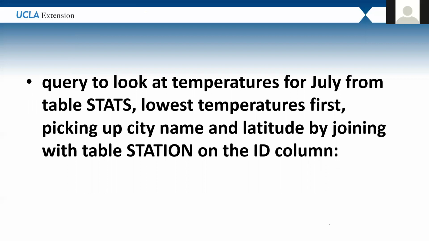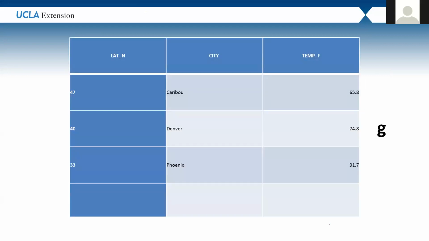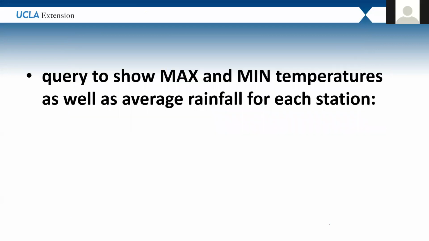Okay, let's do a join again. Query to look at temperatures for July from the second table stats, get the lowest temperatures first, picking up city name and latitude by joining with the first table station on the ID column. Okay, so you do select lat, city, temp from stats, the second table, and station, the first table, where the month is 7, and the stats ID equals the station ID, order by the temperature in Fahrenheit. And voila, here's what you get.